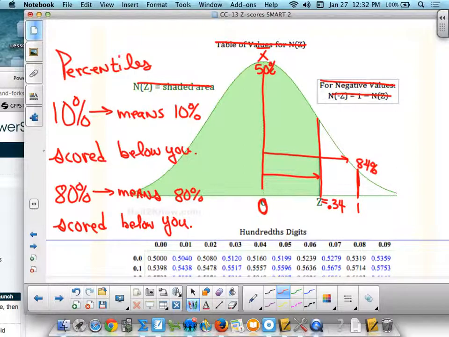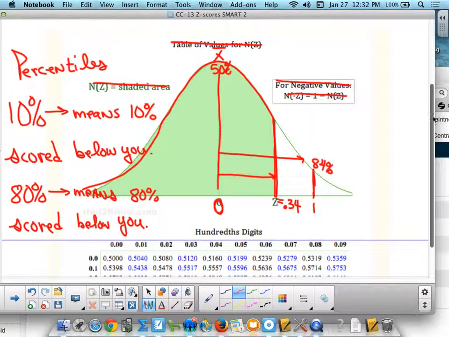Well, guess what? You didn't score 1 for a z-score. You had a 0.34 for a z-score. So you scored better than these people, to the left of the line. Well, how am I going to know what percent that is? I'm going to use my z-chart. So let's figure out how to do this. How do you use a z-chart?